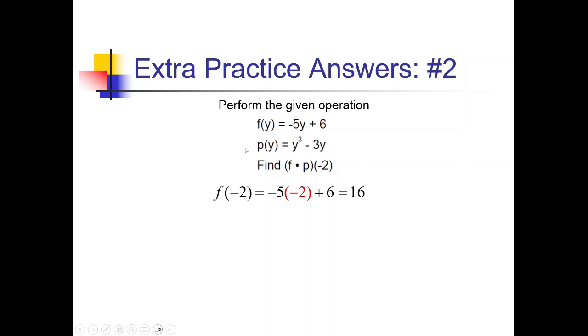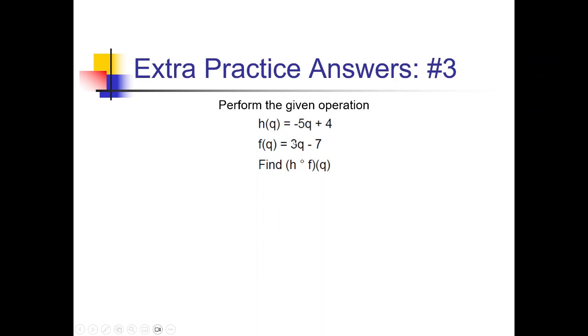Next, let me figure out p of negative 2. That's going to be negative 2 cubed minus 3 times negative 2. So negative 2 cubed is negative 8. Negative 3 times negative 2 is plus 6. Negative 8 plus 6 gives me negative 2. So just like I said, I'm going to take the results of f of negative 2 and p of negative 2 and multiply them. So I'm going to do 16 times negative 2, which comes out to a final answer of negative 32.